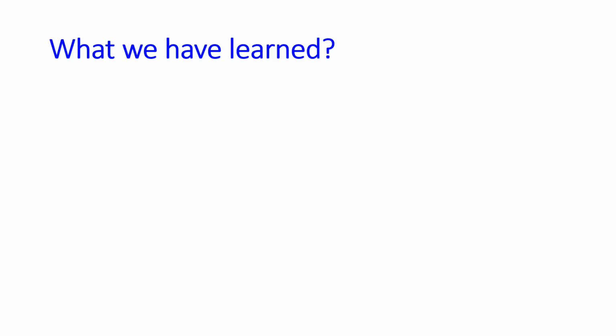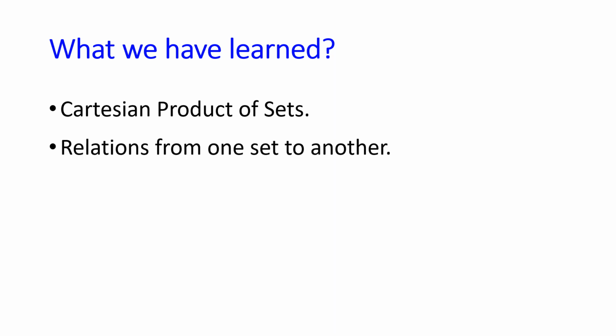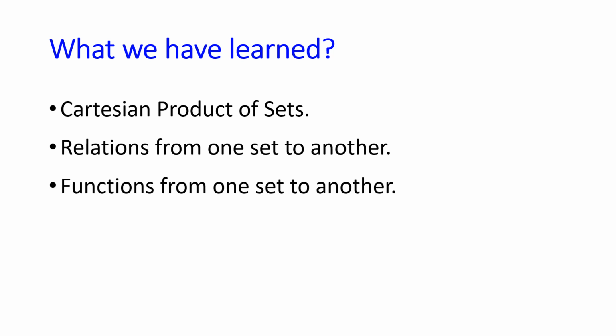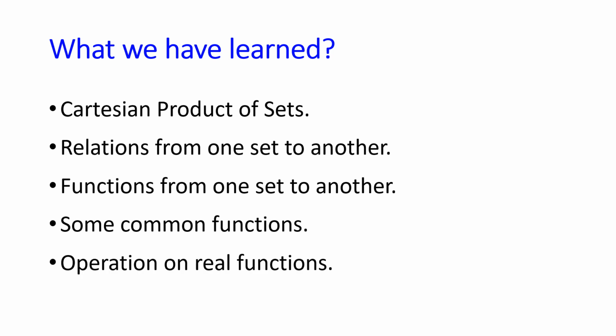To summarize, in this lecture, we have learned Cartesian product of sets. We have learned the definition of relations from one set to another. We have learned the definition of functions from one set to another. We have seen some common functions like constant function, Signum function, modulus function, polynomial function, etc. And we have seen how to perform operations on real functions.